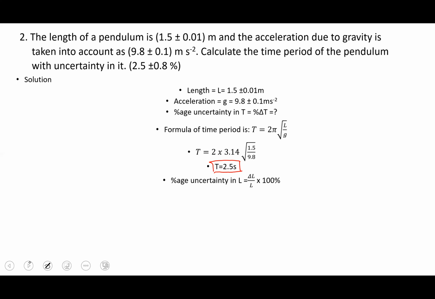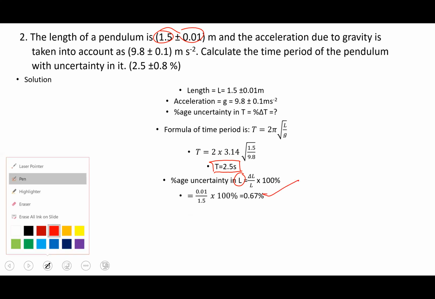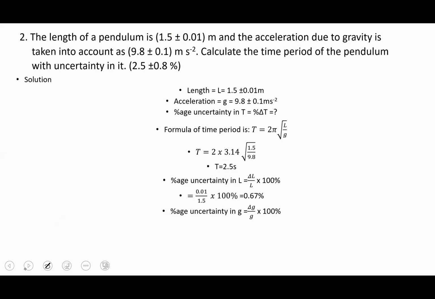First of all, we have to find the uncertainty in length, which is delta L divided by L multiplied by 100. So it is 0.01, as it is written over here, divided by 1.5 multiplied by 100. So that value comes to 0.67%, which is the uncertainty in the case of length. Now for the case of G, the percentage uncertainty is delta G divided by G multiplied by 100. So let us put in the values. It is 0.1 divided by 9.8 multiplied by 100, which is equal to 1.020.